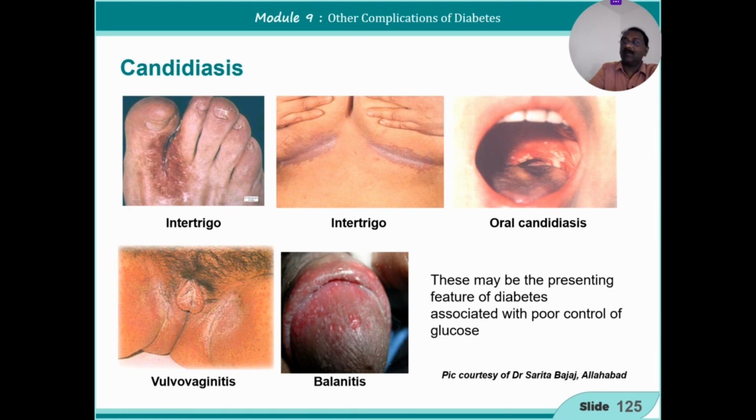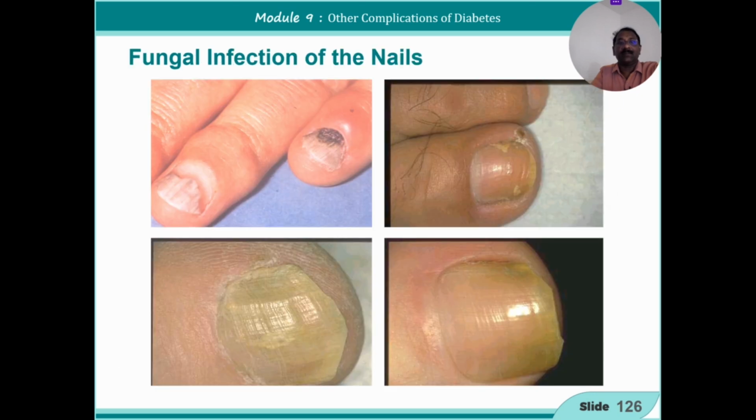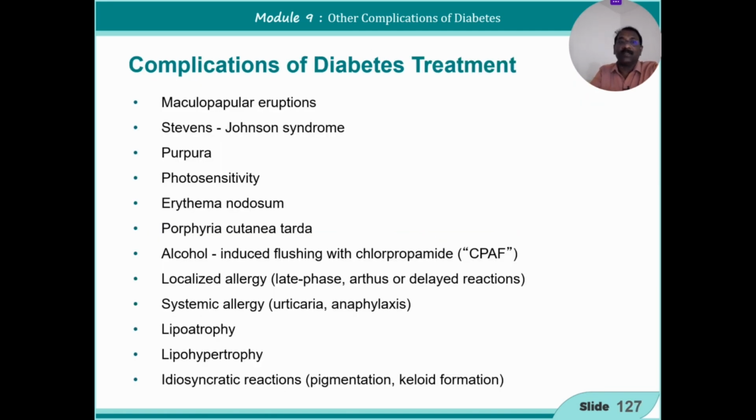Oral candidiasis, very common in chronic diabetics or HIV positive or chronic steroid therapy. So oral candidiasis is very common. See vulvovaginitis and balanitis. Sometimes they may be the presenting symptoms of diabetes. Fungal infections, it's very difficult to control them. We have to use a very long duration of antifungal agents here, maybe 3 months, 6 months.